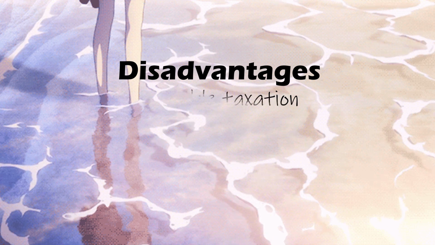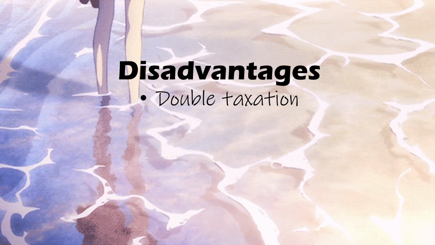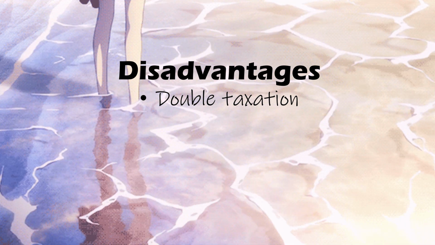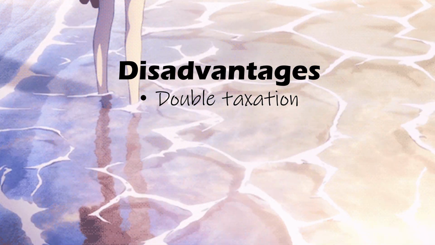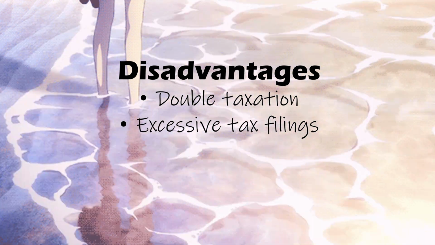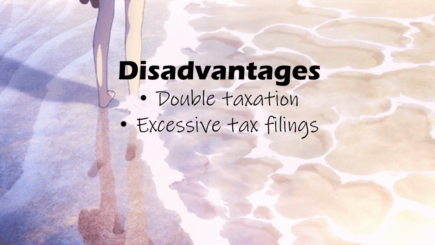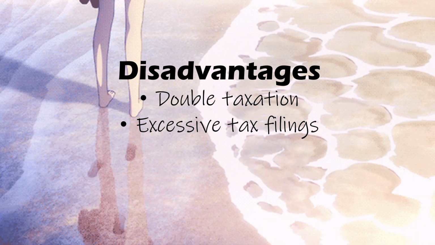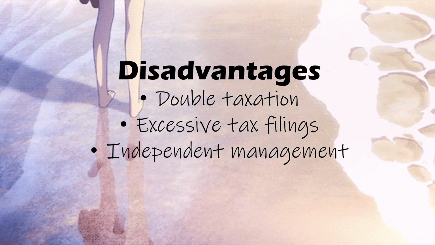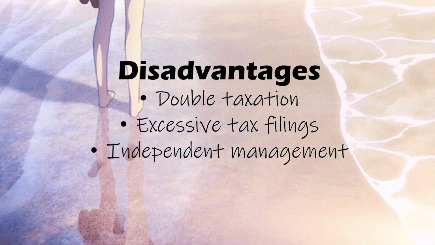The disadvantages of the corporation are as follows. Number 1, double taxation. What does this double taxation mean? So, the corporation needs to pay the taxes as well as the shareholders need to pay their taxes upon receiving their dividends. Another one is the excessive tax filings, wherein there is a required substantial amount of paperwork that a corporation must submit to the government in filing taxation. And lastly, the independent management, wherein the management team of a corporation can operate the business without any oversight from the owners.